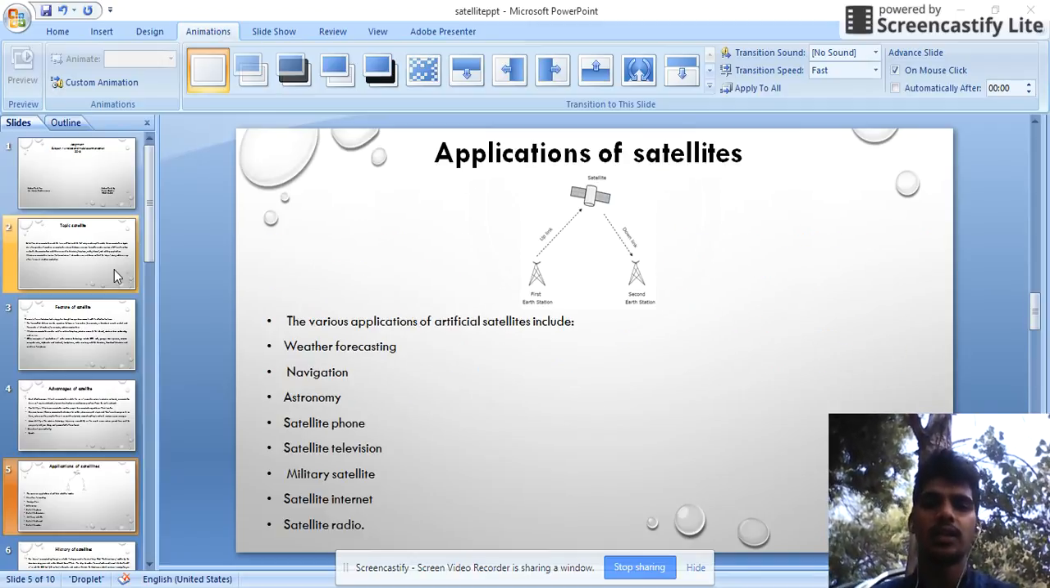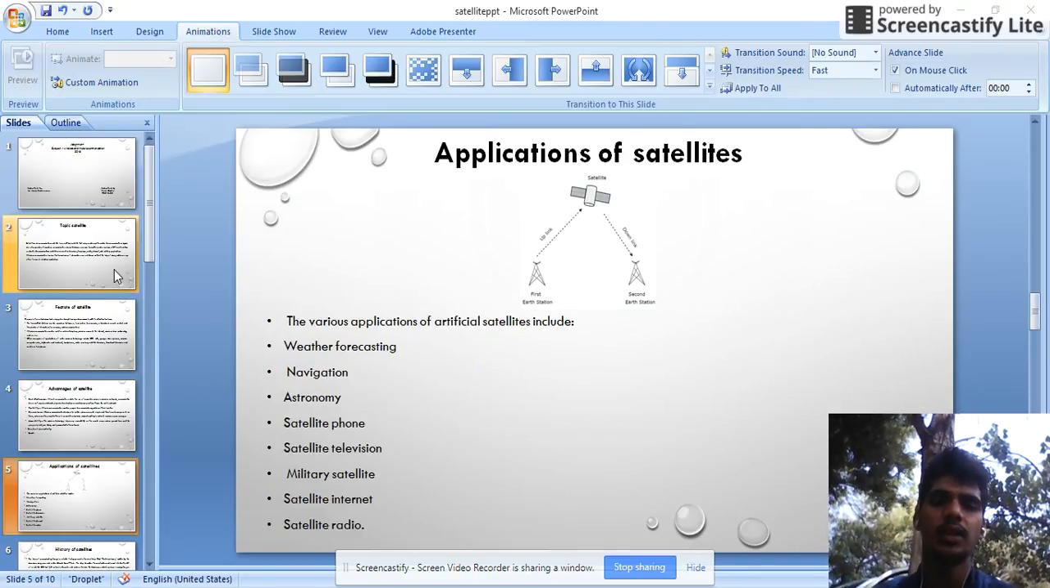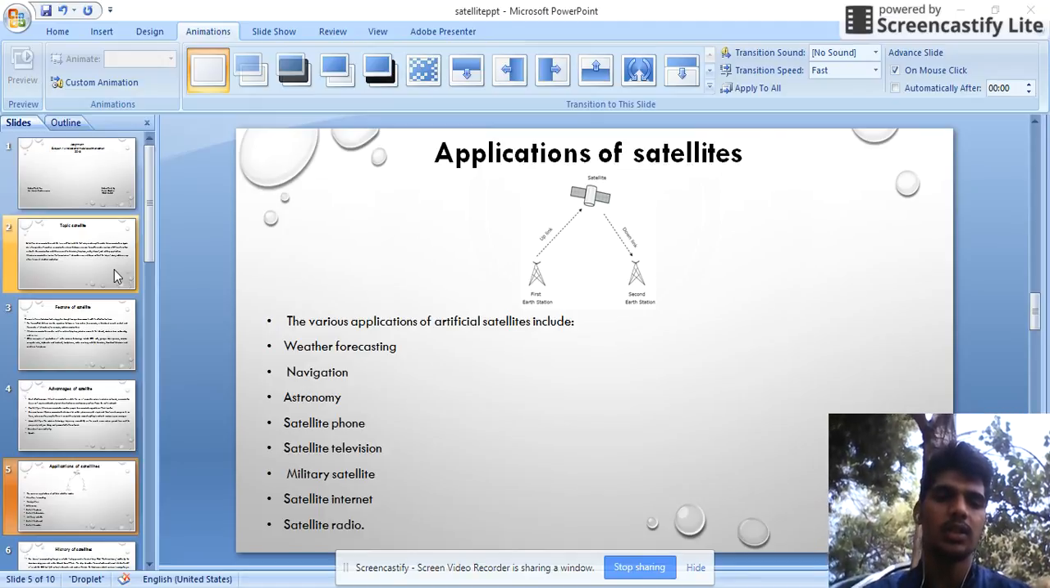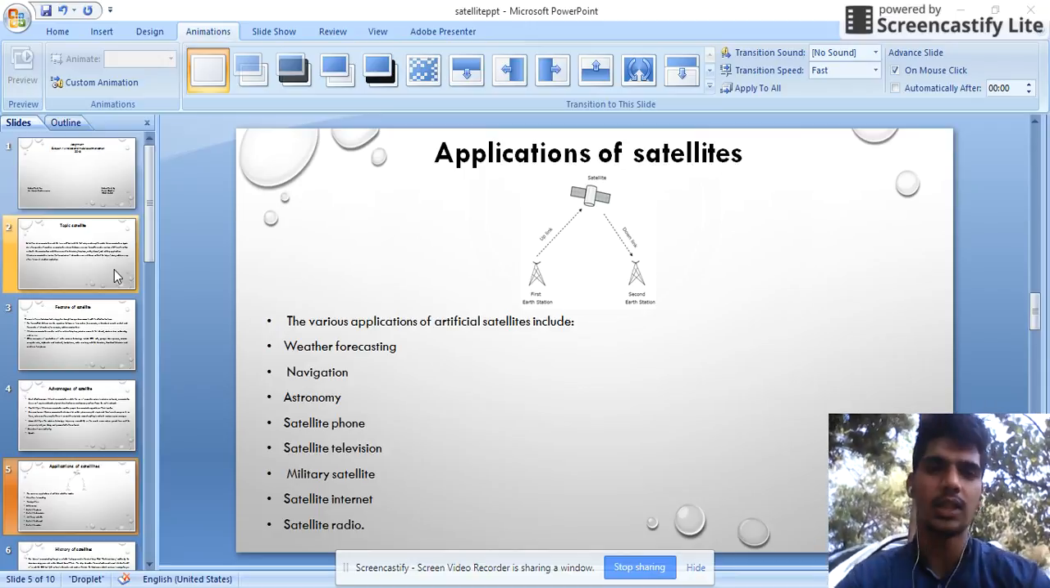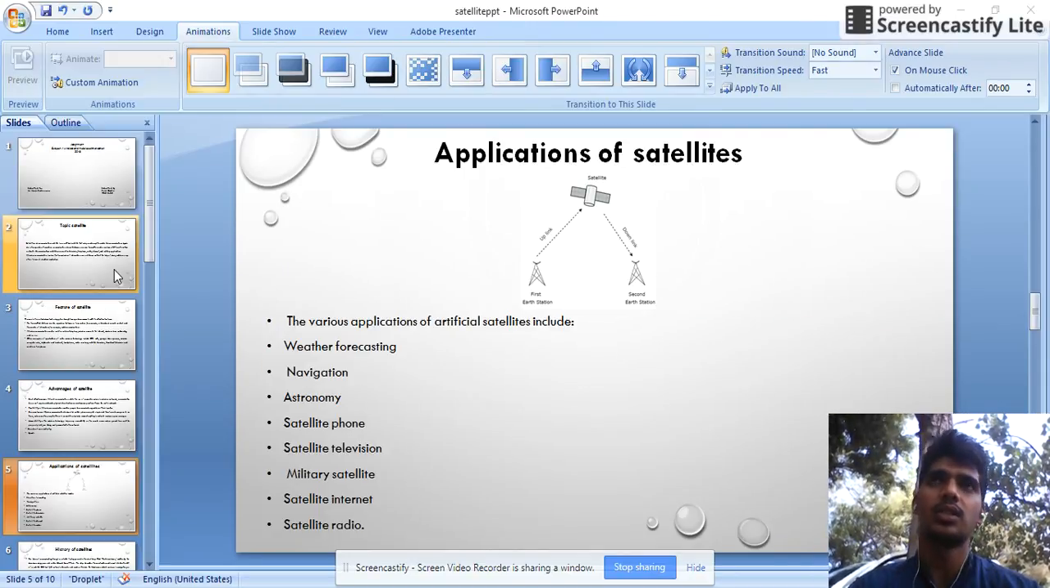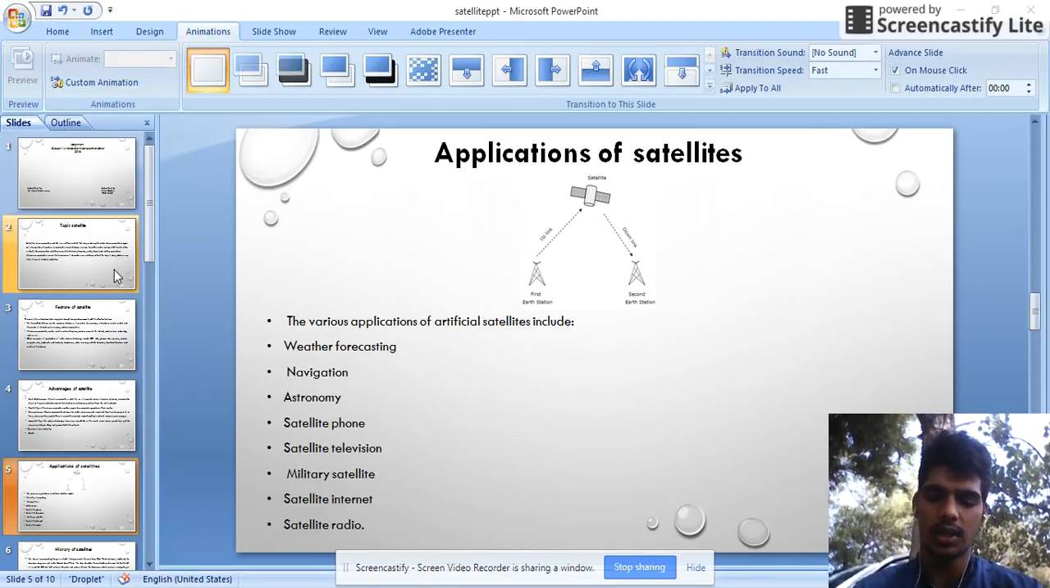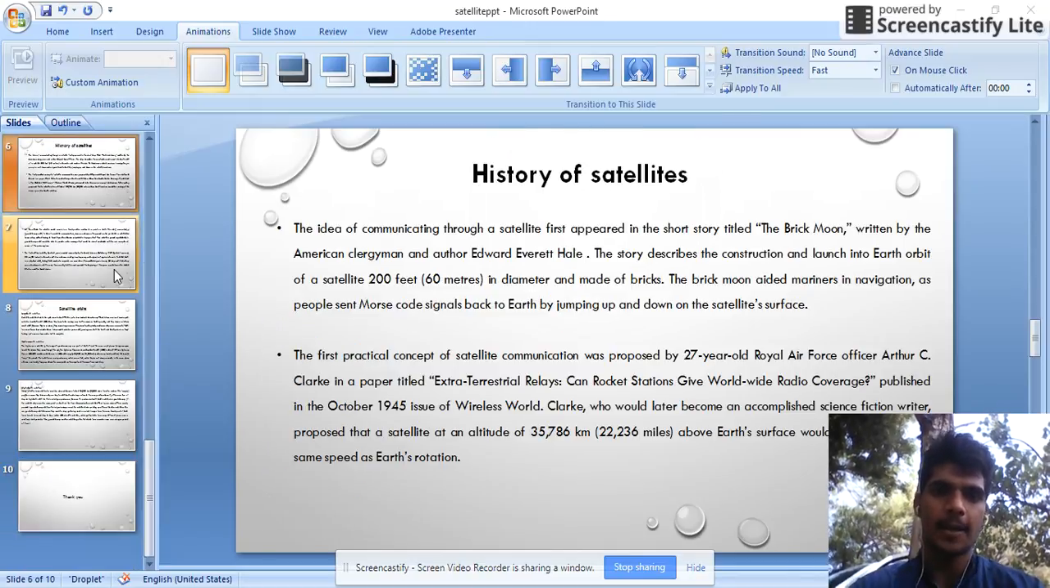Now is the applications of satellite. The various applications where we use satellites are weather forecasting, navigation, astronomy, satellite phone, satellite television, military satellites, internet, satellite radio, etc. These are all applications of satellite. There may be other applications, but these are the main applications of satellite.